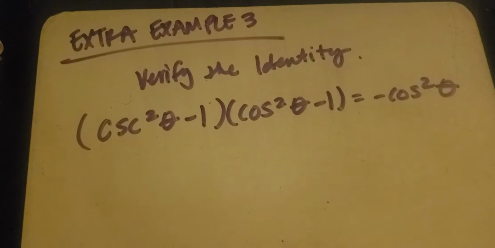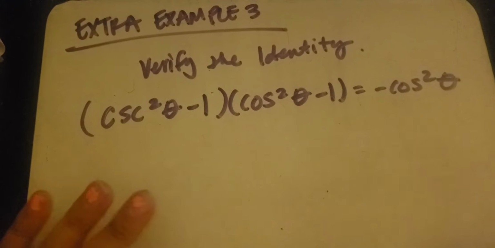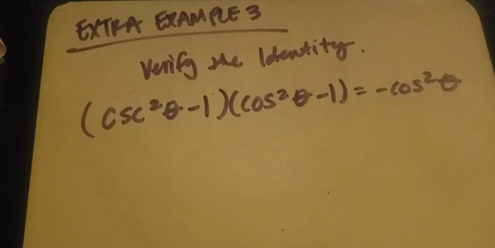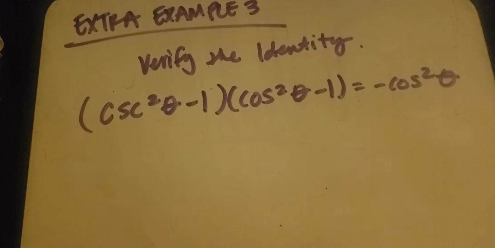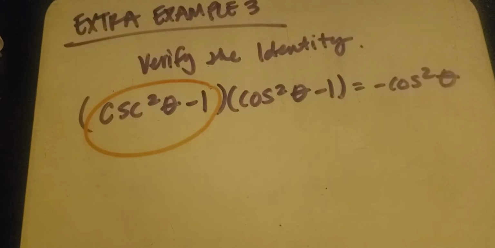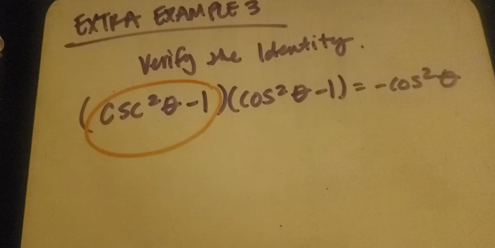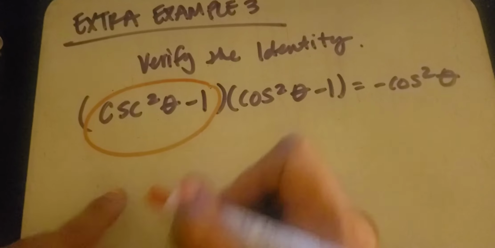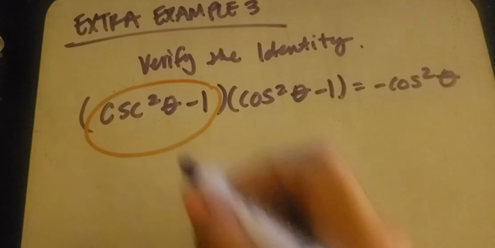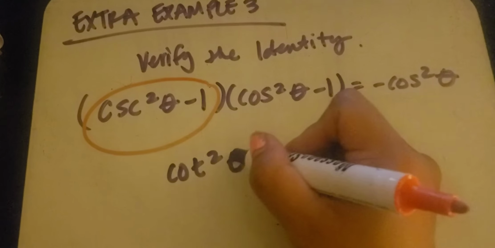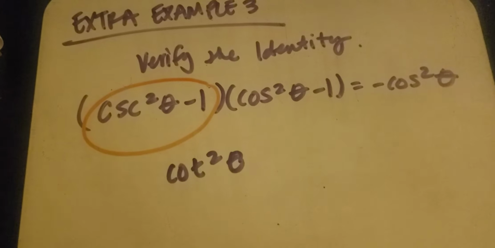Okay, all right, I actually don't think this one's too complicated just by looking at it. Again, right off the bat, I know that this right here is a Pythagorean identity. So cosecant squared theta minus 1 should give me cotangent squared theta. So let me write it. This should give me cotangent squared theta. Again, it's a Pythagorean identity.